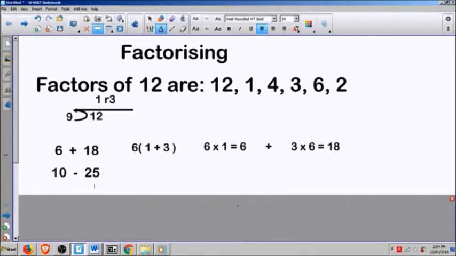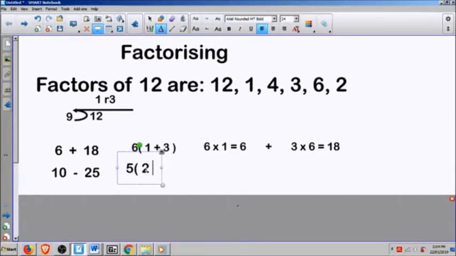I think there might be, because you've got 5, 10, 15, 20, 25. So 5 is definitely the factor in there. So we're going to put that outside the bracket to start with. 5, and then do our bracket. Now, how many 5s are in 10? 2. So we'll put the 2 in there.